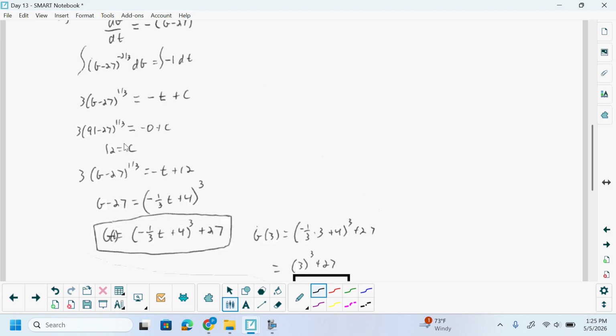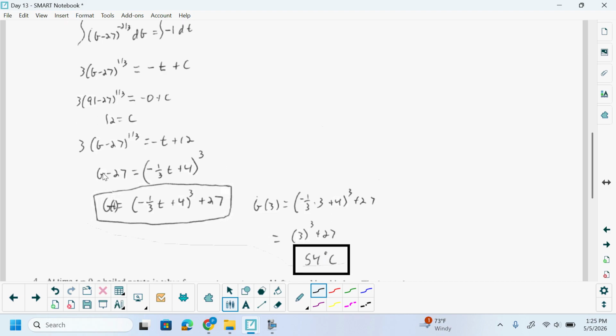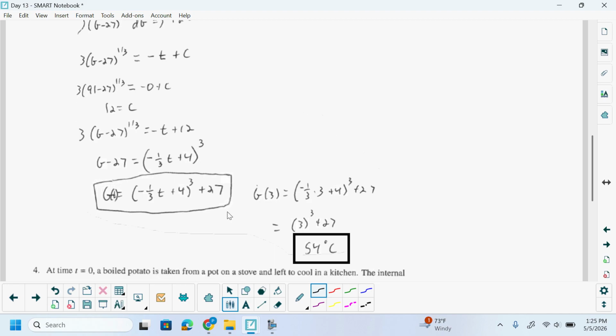Sub in your 0.091, and we get 12 for c. So now we need to get g by itself, so we'll divide the 3 over, then cube both sides, and add the 27. We just want to make sure we don't have to restrict it at all. There's no issues with our g of t, and there was nothing with the differential equation either. And then lastly, they wanted us to use g of 3 to approximate our temperature using this function. So put the 3 in, you get 54 degrees Celsius.